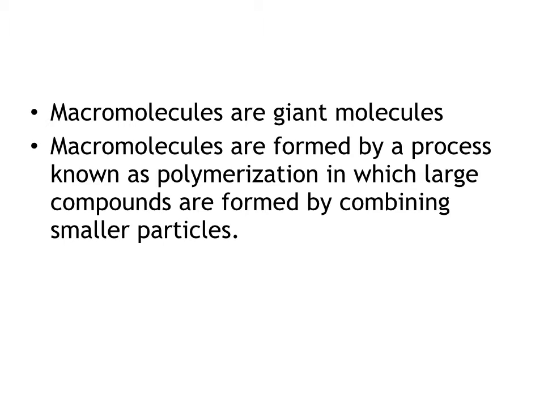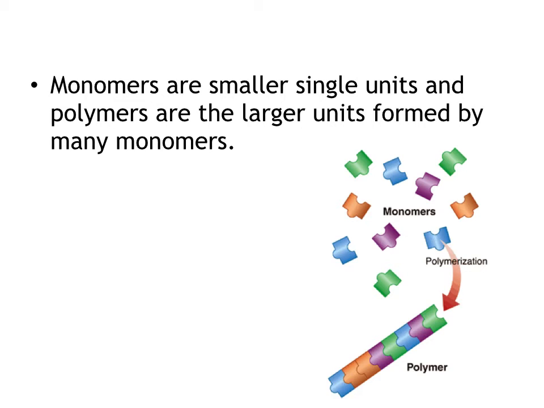Macromolecules are large molecules. They are formed in a process known as polymerization, in which large compounds are formed by combining smaller particles. So you take small particles, combine them together, and form a large particle. Now we see right here monomers are the smaller single unit and the polymer is the larger unit. So all of these pieces right here are going to be the monomers. They come together to form the polymer. So this is polymerization, right? The creation of a polymer. And we're going to deal with this in all the organic compounds we talk about, polymerization to form the polymer.